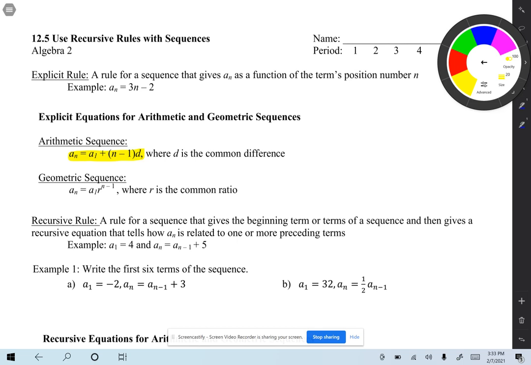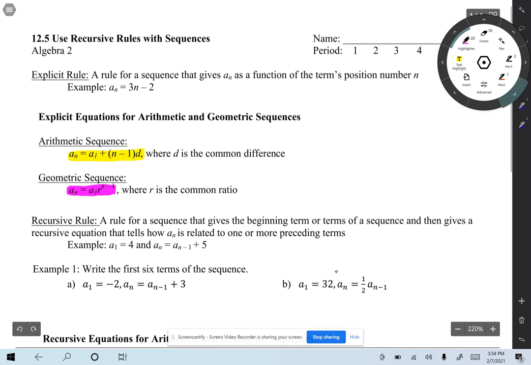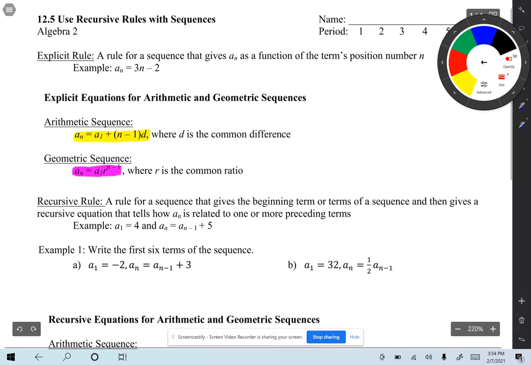In 12.3, we learned to write a rule for a geometric sequence, and that formula was the nth term is equal to the first term times the common ratio to the n minus 1, where r is the common ratio. In this section, we are going to talk about recursive rules. And honestly, recursive rules are actually easier than explicit because there's not that much work involved.